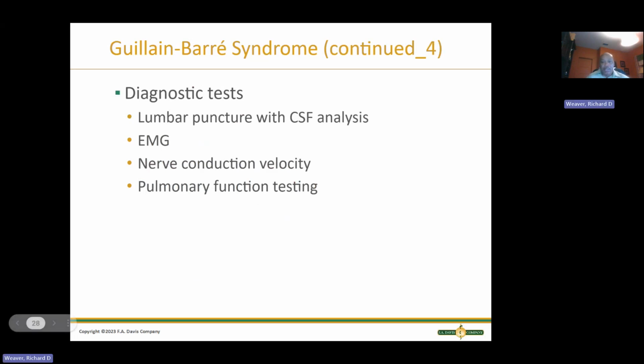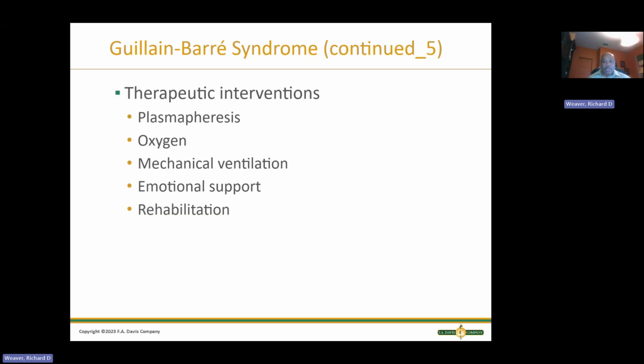Take a look at the diagnostic tests. A lumbar puncture, or what we call an LP, is performed to obtain cerebrospinal fluid. The cerebrospinal fluid analysis shows a normal cell count, but it has an elevated protein level that shouldn't be there. An electromyogram and a nerve conduction study are also done to evaluate the nerve's function. Basically, you're testing nerve conduction and impulse movement. Pulmonary function testing can help confirm that impending respiratory problems are likely, and so the patient might have to be intubated as a result.